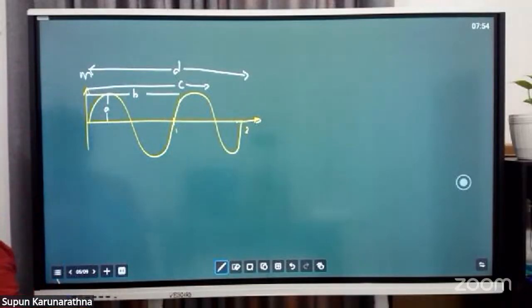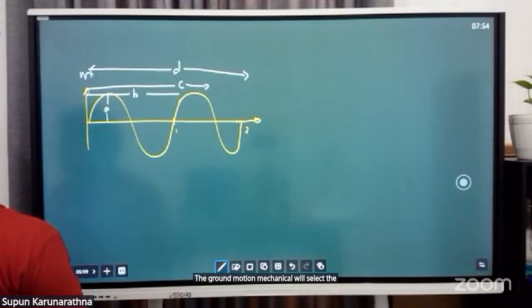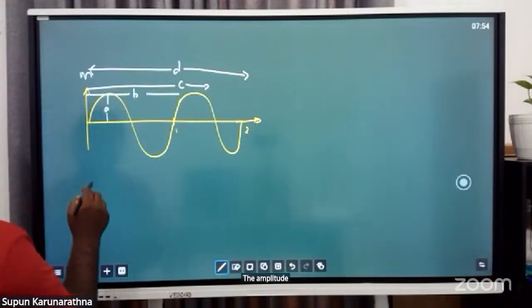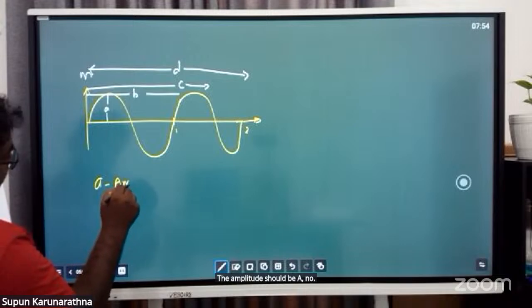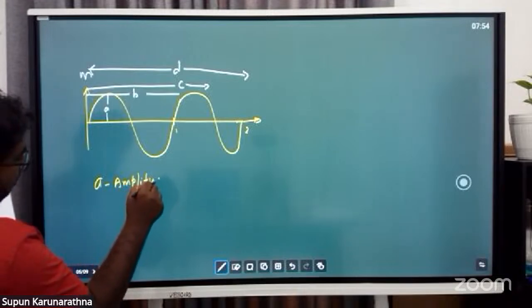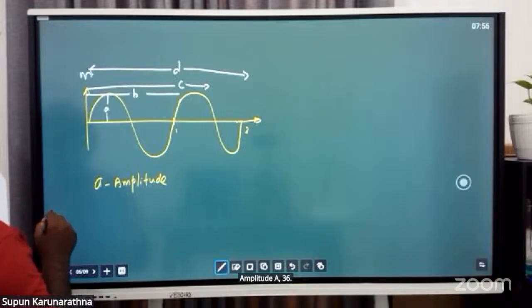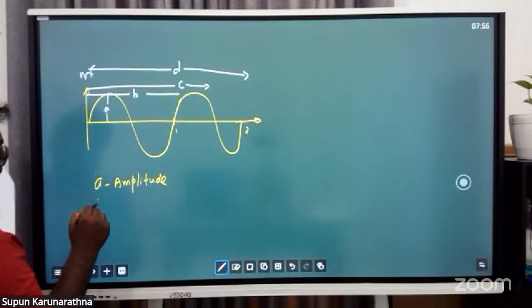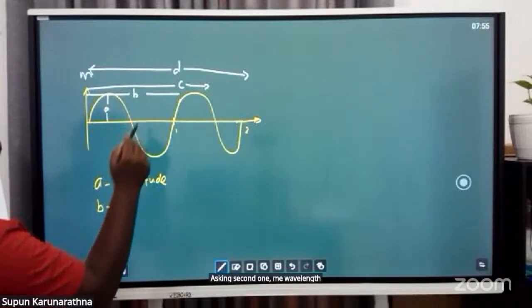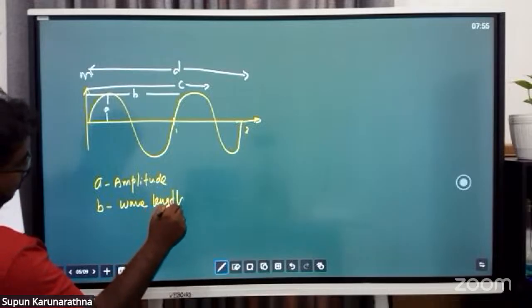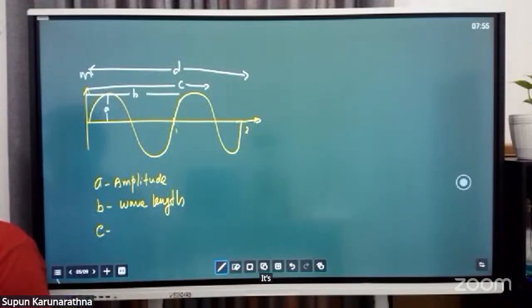Right, how many things? The graph shows the motion of a mechanical wave. Select the answer which shows the symbols for amplitude. So what is the amplitude? The amplitude should be A, no? A is amplitude. Amplitude A, 36. Asking the second one, B, wavelength. Wavelength is this one. It's the wavelength.